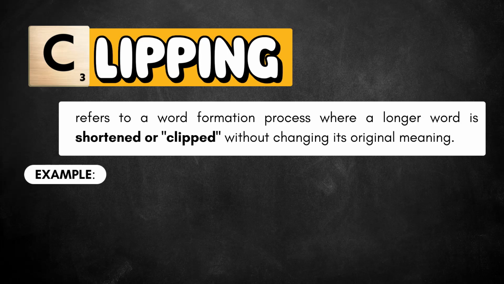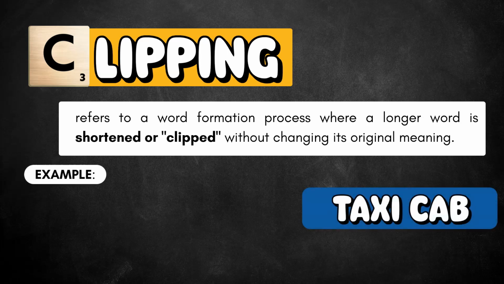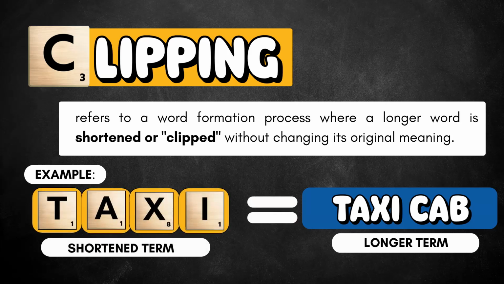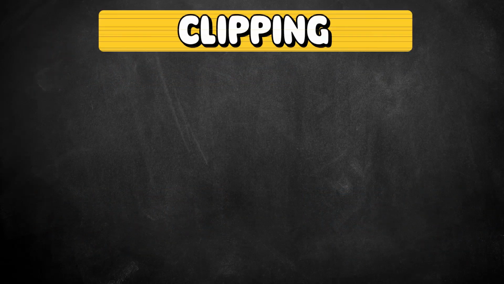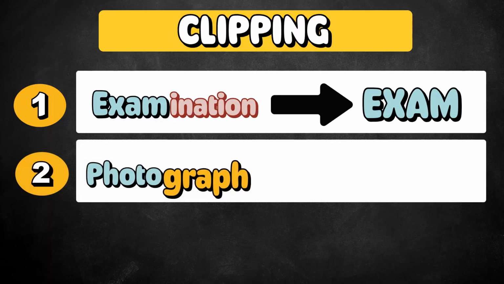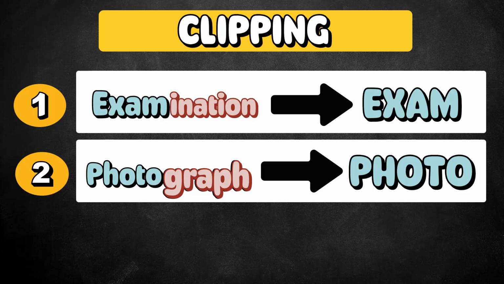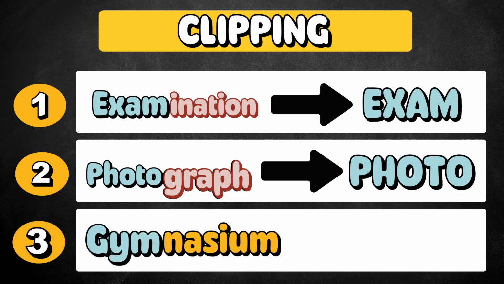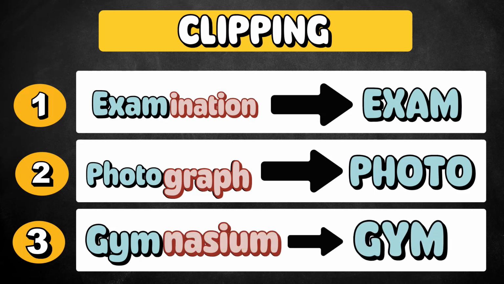From our example earlier, taxi cab, the word cab is removed, but even if it is removed, the meaning still does not change. It is still a taxi. So here are the examples. Examination. When you remove the ination, it becomes exam. The word photo is the result of removing graph in photograph. The word gymnasium. When you remove the nasium, it becomes gym.